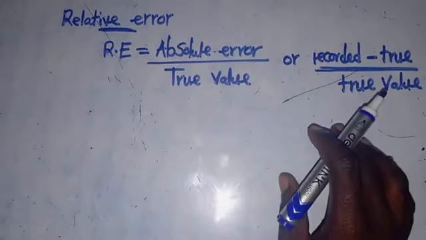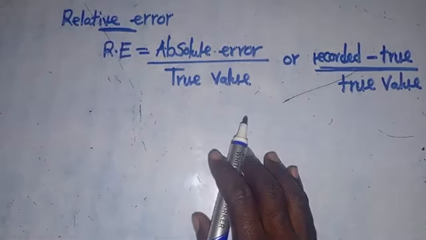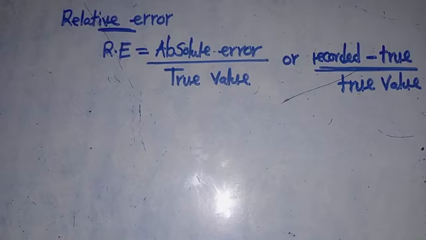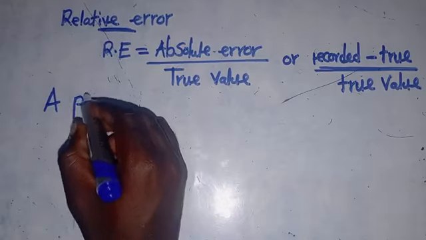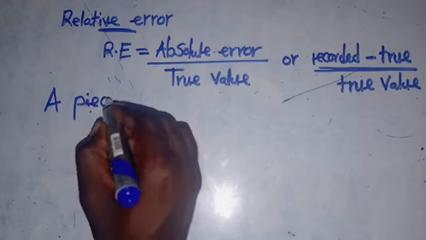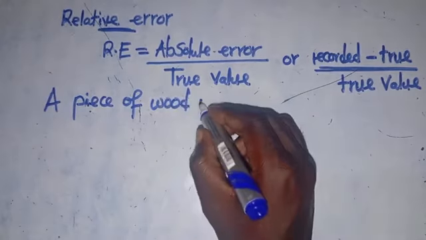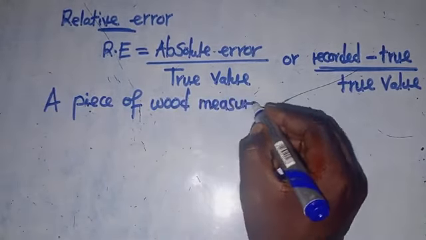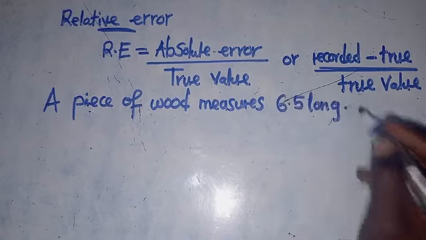These things are very important, in that we are dealing with things that we can even encounter. So if we look at a question now, how do questions come in an exam? For example, you are given a simple question. They tell you that a piece of wood measures 6.5 long, like this.